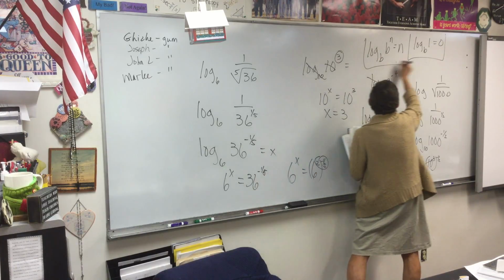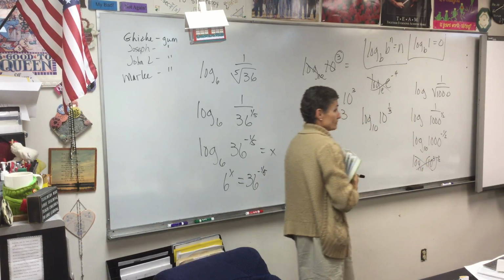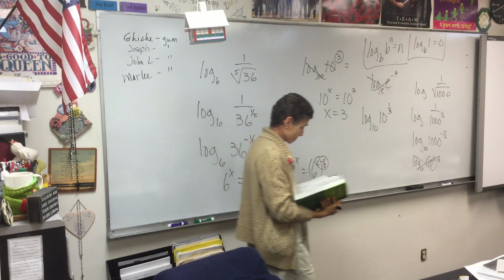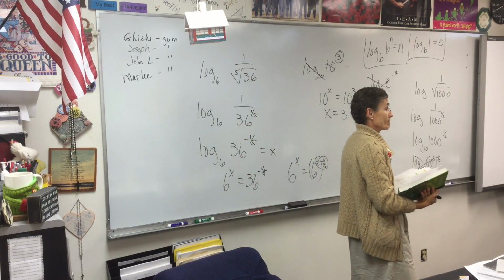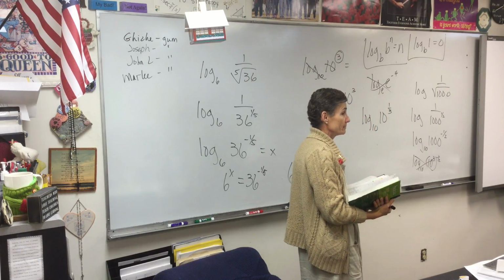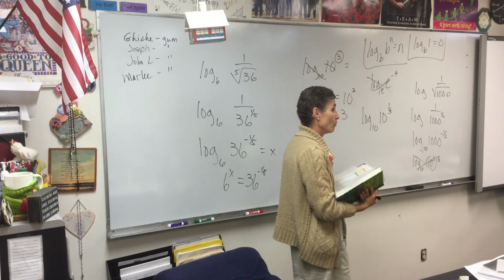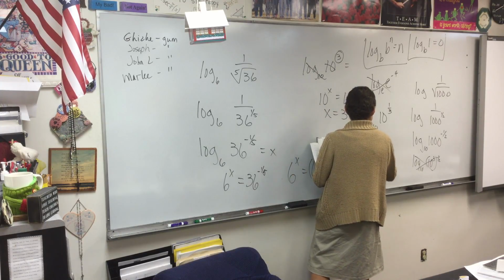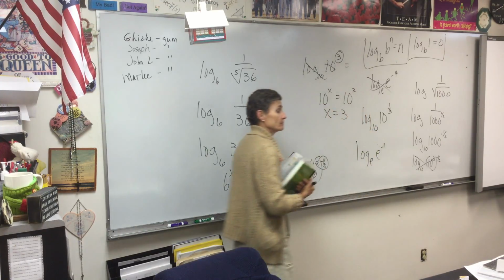This is a property. How about 15? Negative 1. Because you have 1/e, we don't do 1/overs, so we write that as the log base e of e to the negative 1st.